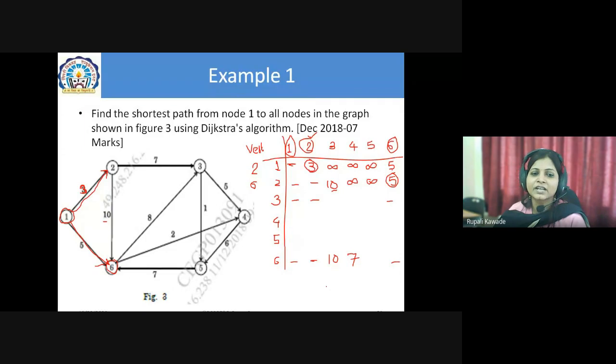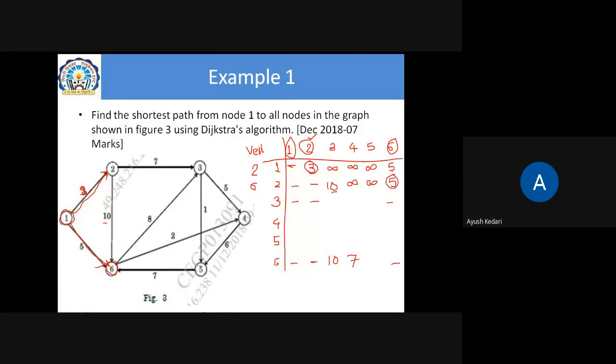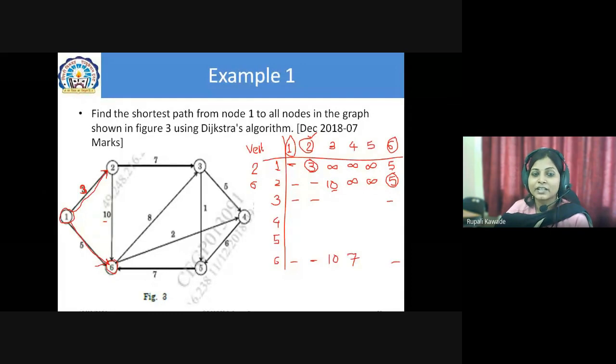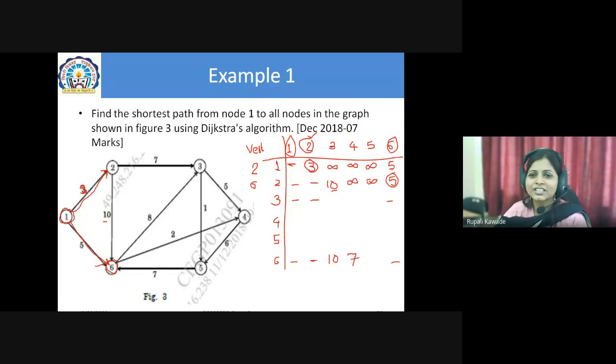Distance between 6 and 5. Now tell me. Why? Because there is no link from 6 to 5. We have a link from 5 to 6, but no link from 6 to 5. So what can we say here? Infinity. So the distance is infinity, and previously that value was also infinity, right? And 6 to 6 is a dash.